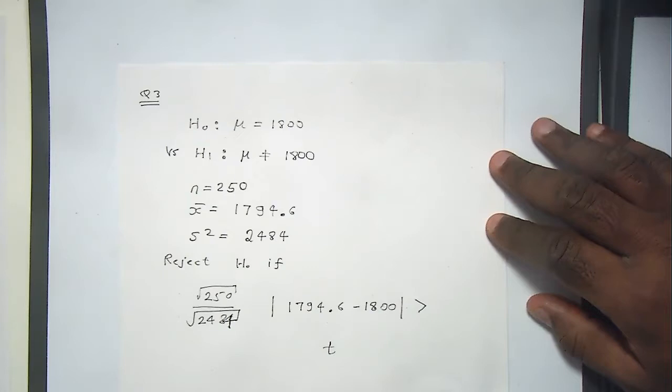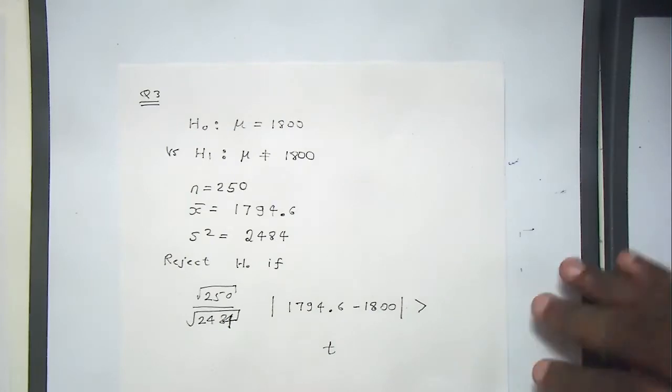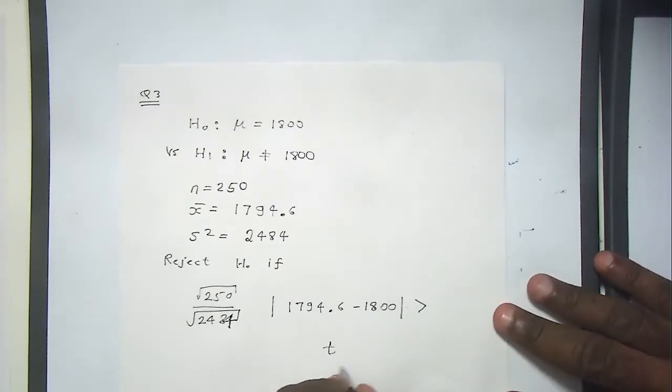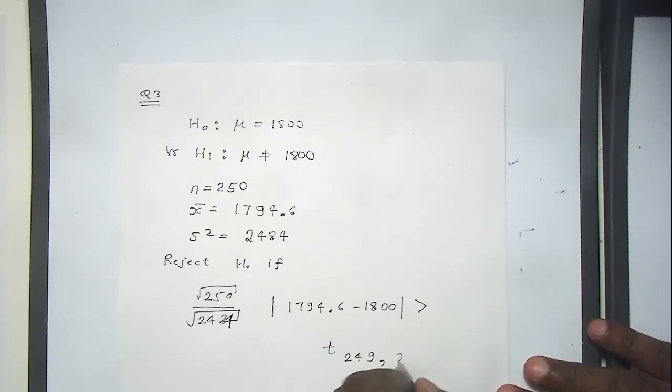You need to use the t table. I'm sure the t table is in front of you guys, right? The t table with n minus 1 degrees of freedom, which is 249, times 1 minus alpha by 2. The alpha is 5%. So 1 minus alpha by 2 will be 0.975. Right.